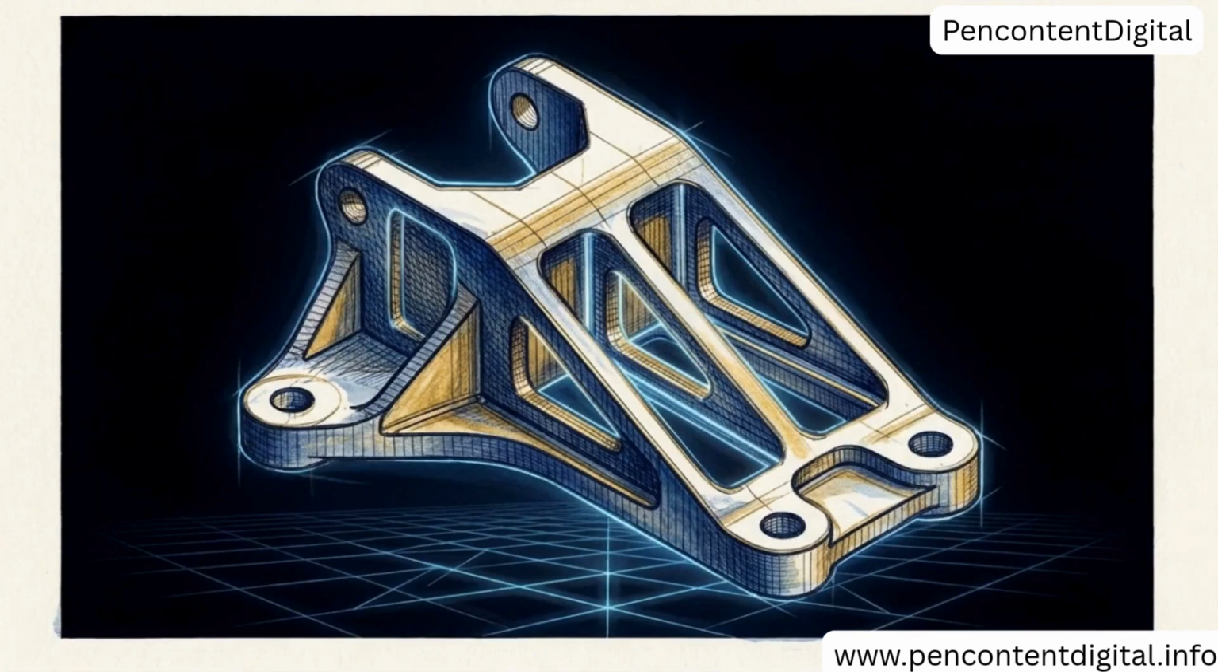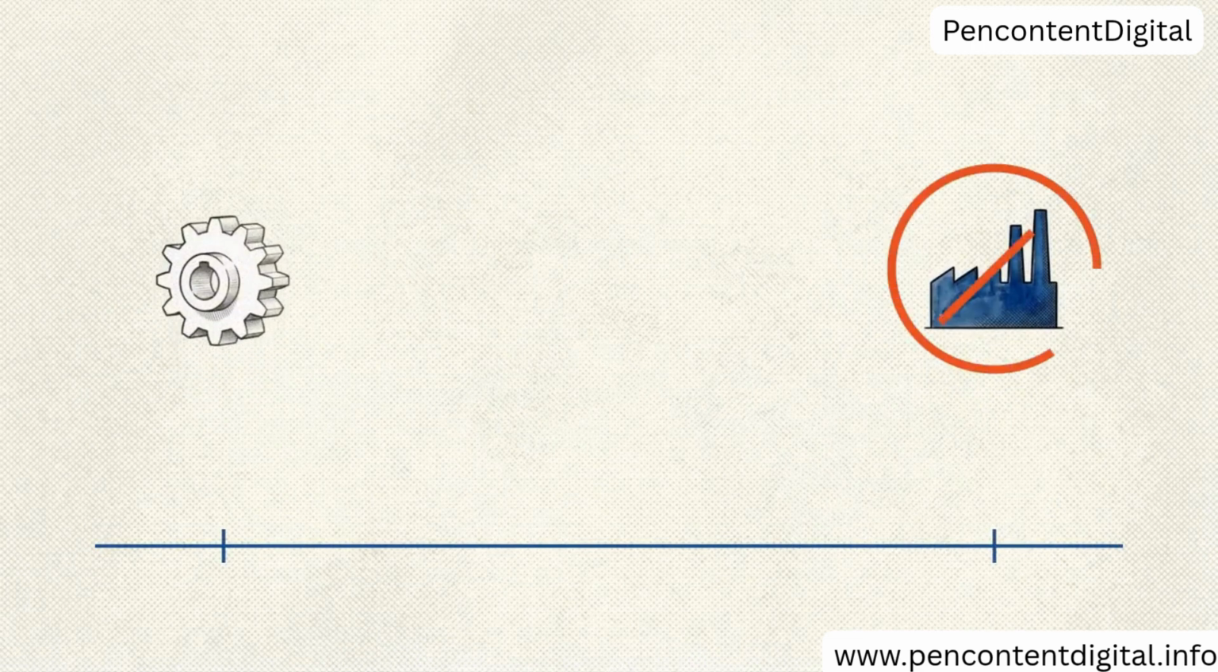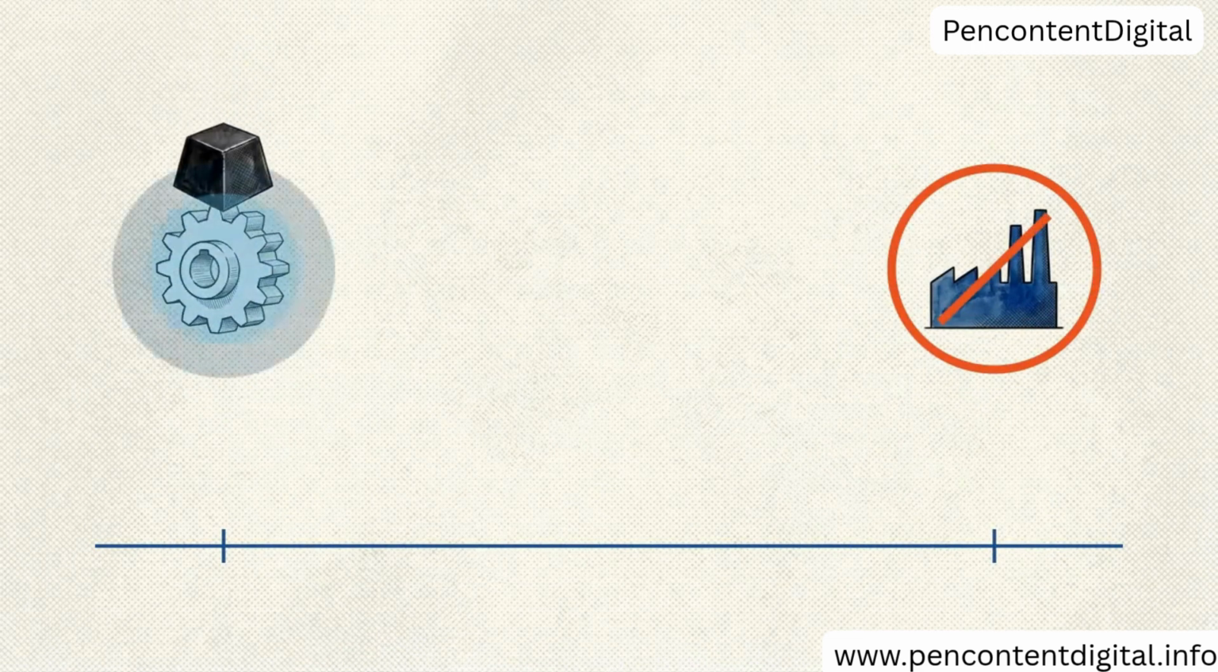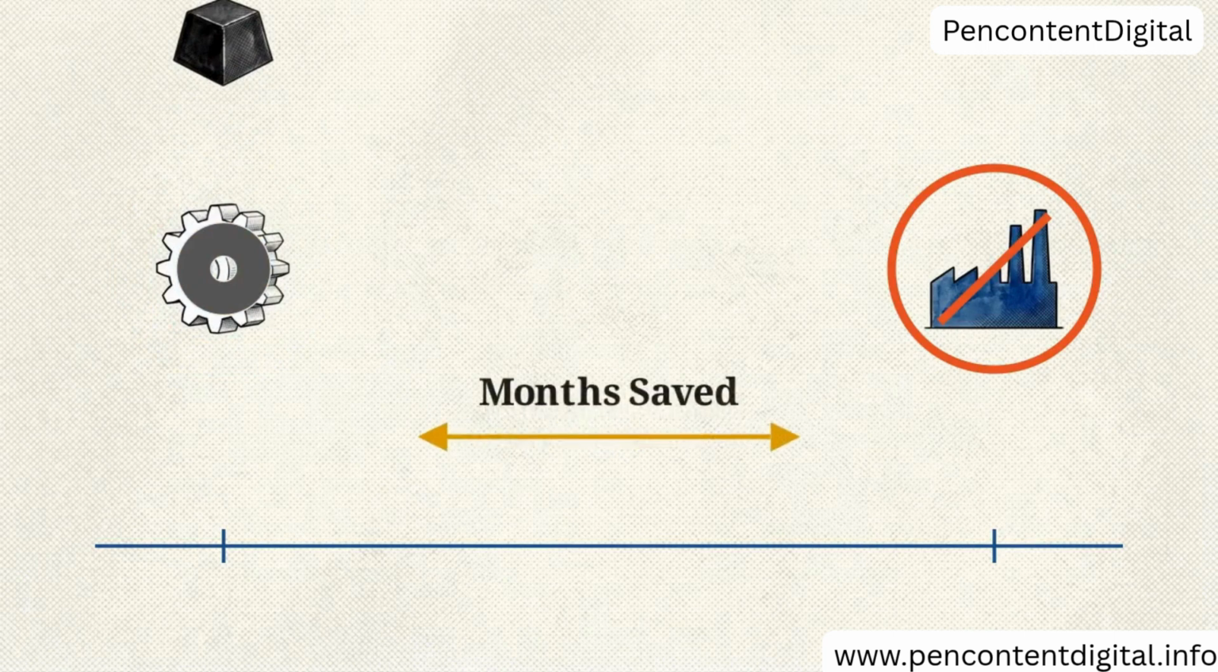ANSYS provides the industry-standard software engine built to solve this bottleneck through virtual simulation and testing. Instead of waiting months for a factory to produce a test part, engineers use these tools to predict exactly how a design will behave under stress. They can identify failure points and optimize performance digitally before manufacturing ever begins.